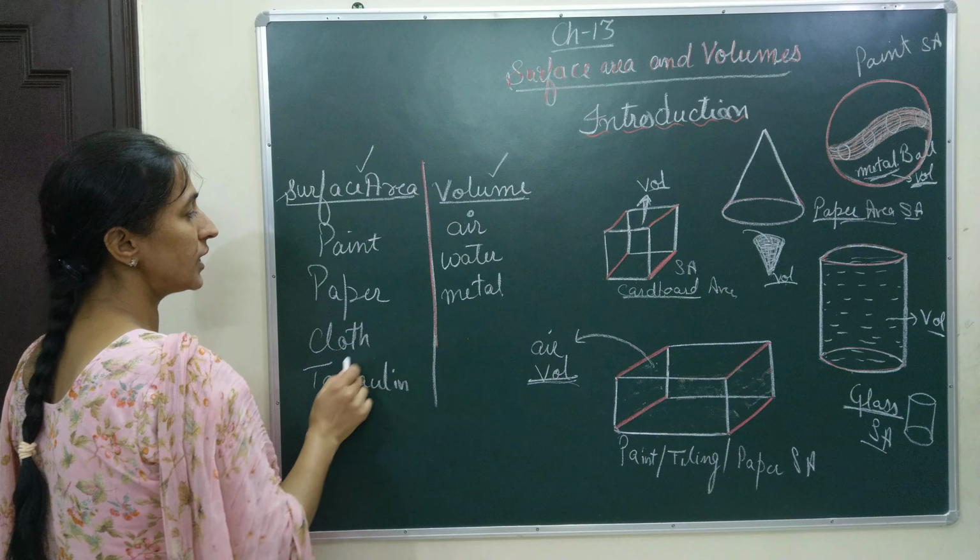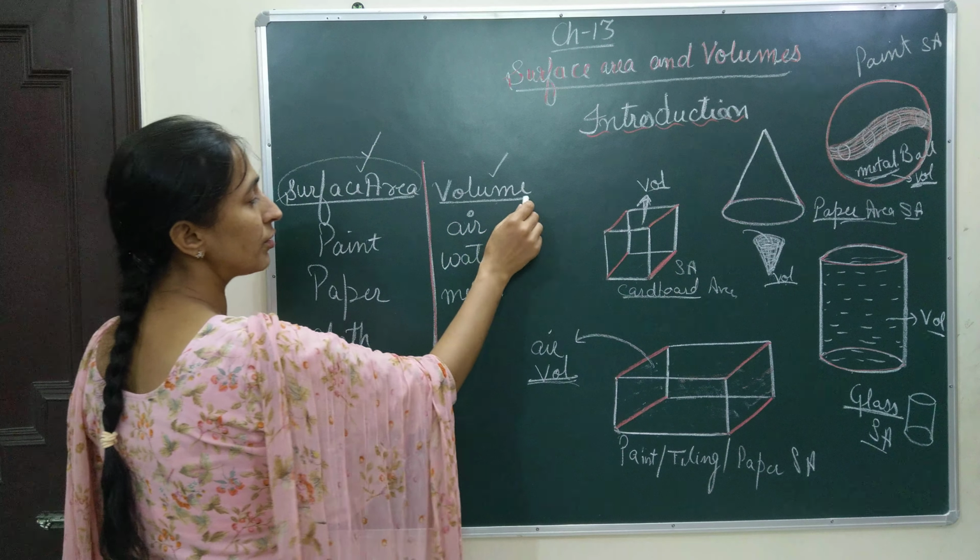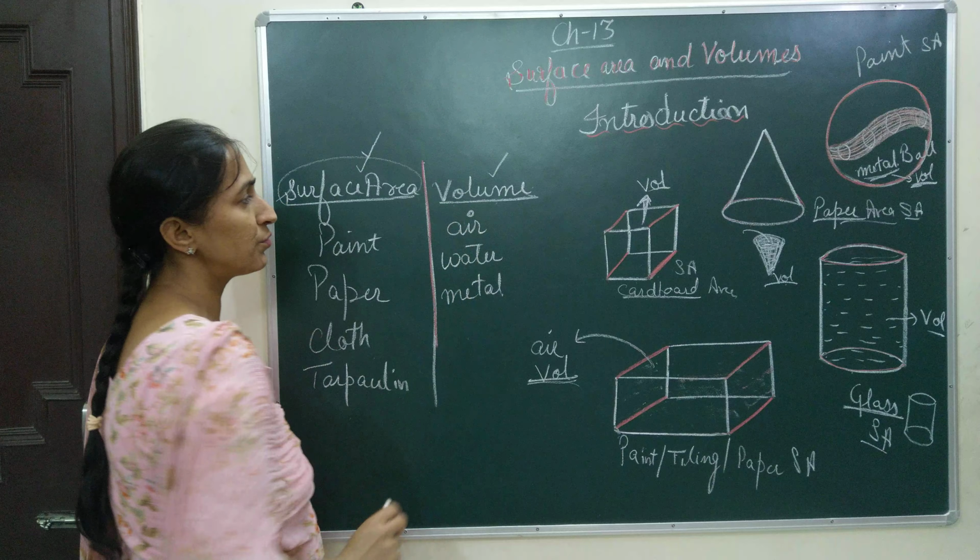I hope this is clear. When you are talking about the surfaces, you are going to find surface area. When you are talking about inside capacity, then we are going to find volume.